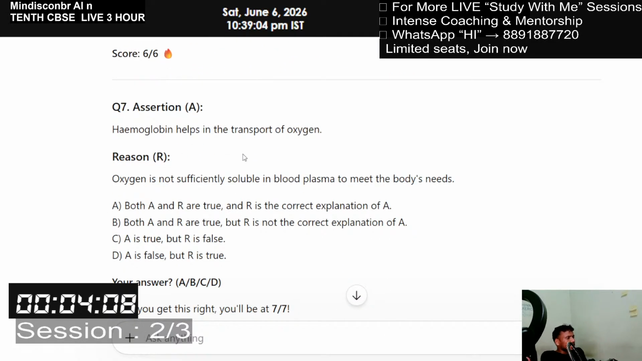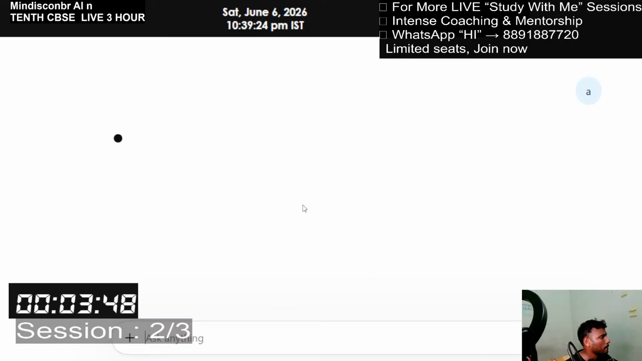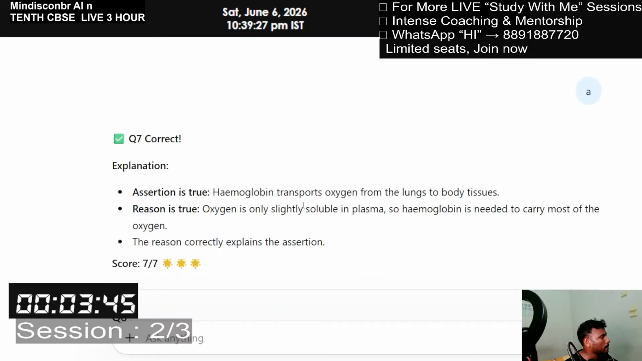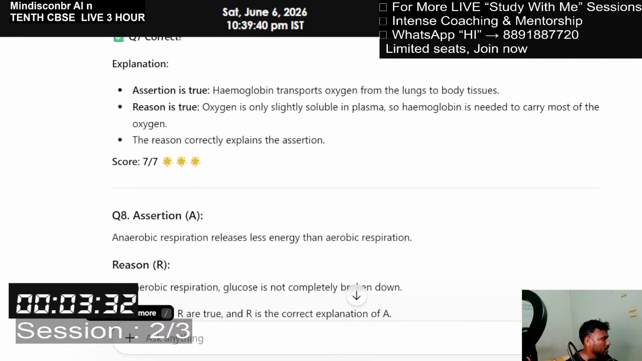Hemoglobin helps in the transport of oxygen. True, because oxygen is not sufficiently soluble in blood plasma to meet the body's need. Yes, A. Assertion is true. Hemoglobin transports oxygen from lungs to the body tissues. Reason is true. Oxygen is only slightly soluble in plasma, so hemoglobin is needed to carry most of the oxygen. The reason correctly explains the assertion.